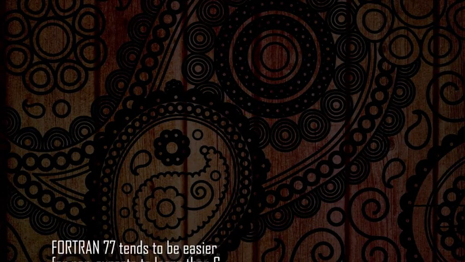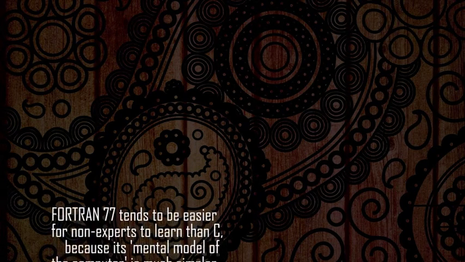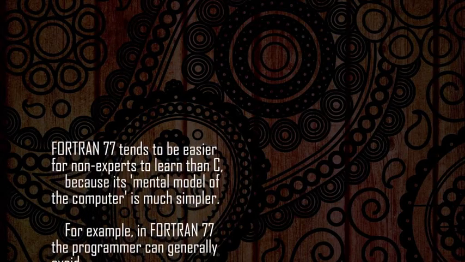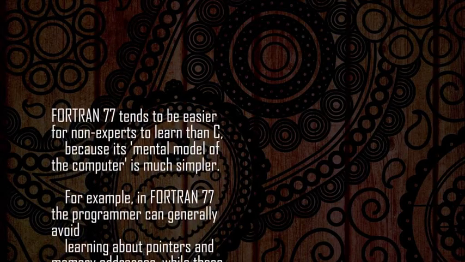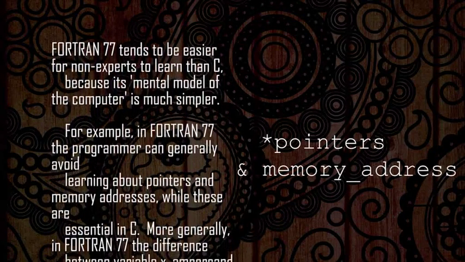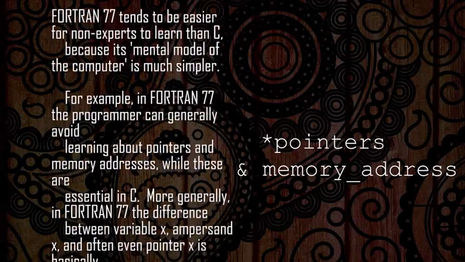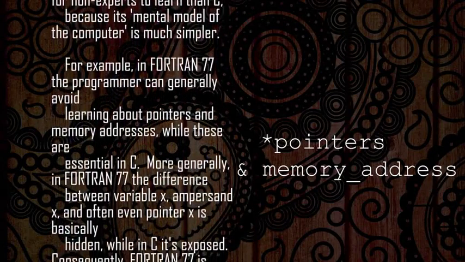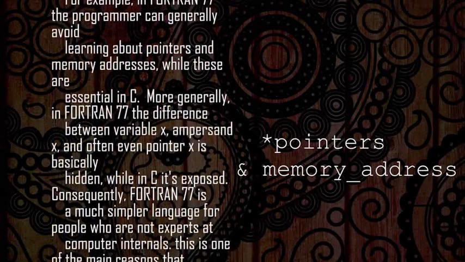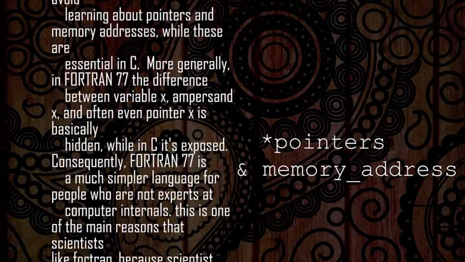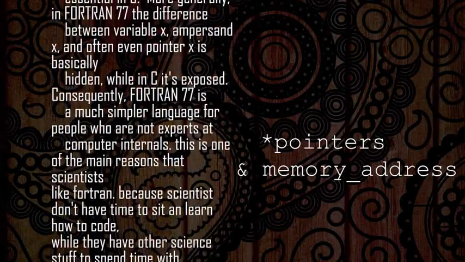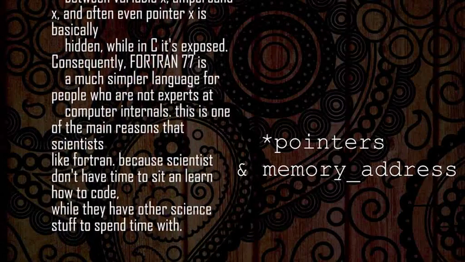Fortran 77 tends to be easier for non-experts to learn than C, because its mental model of the computer is much simpler. For example, in Fortran 77 the programmer can generally avoid learning about pointers and memory addresses, while these are essential in C. More generally, in Fortran 77 the difference between variable x, ampersand x, and often even pointer x is basically hidden, while in C it's exposed. Consequently, Fortran 77 is a much simpler language for people who are not experts at computer internals.